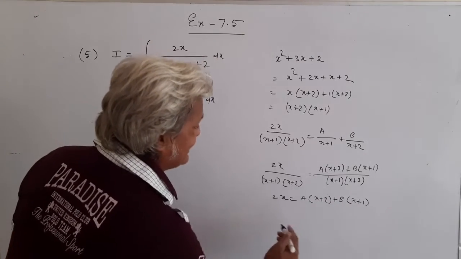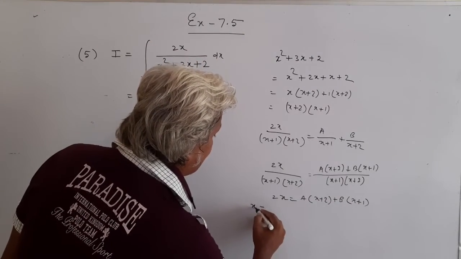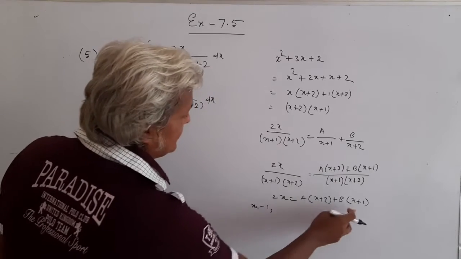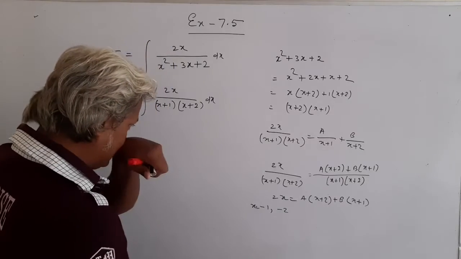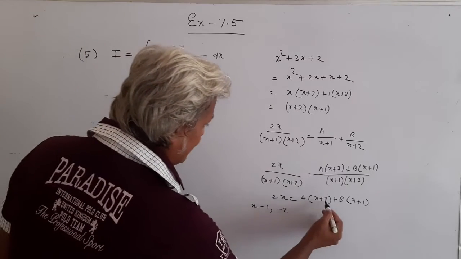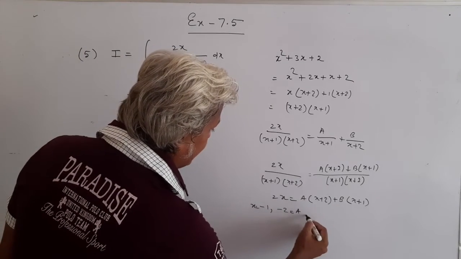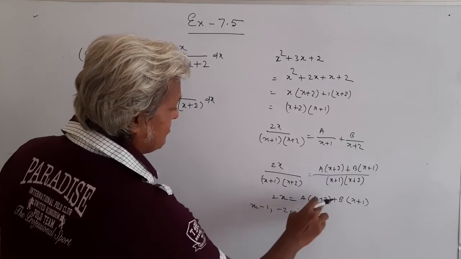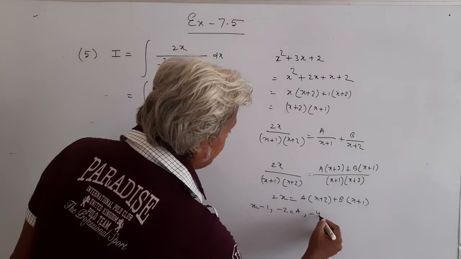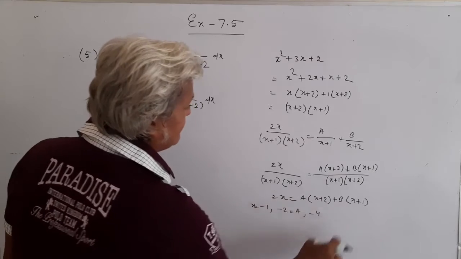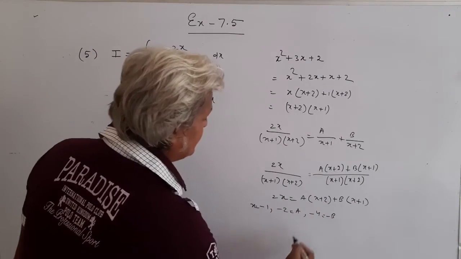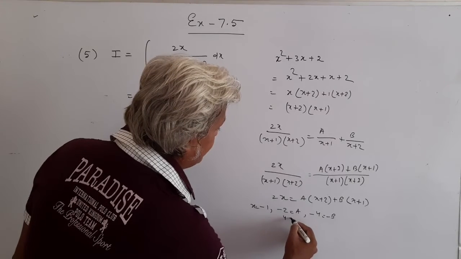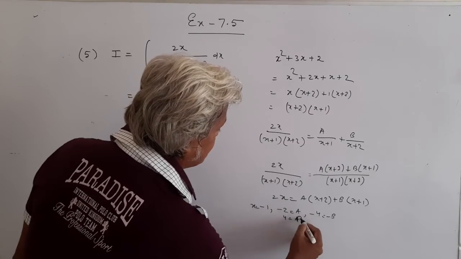First assume x is minus 1. So when x is minus 1, this part vanishes. 2 into minus 1 is minus 2, and minus 1 plus 2 is 1. So minus 2 is a. Then x is minus 2. This becomes minus 4, this vanishes, and minus 2 plus 1 is minus 1, so minus 4 is minus b. So b becomes 4, a becomes minus 2.